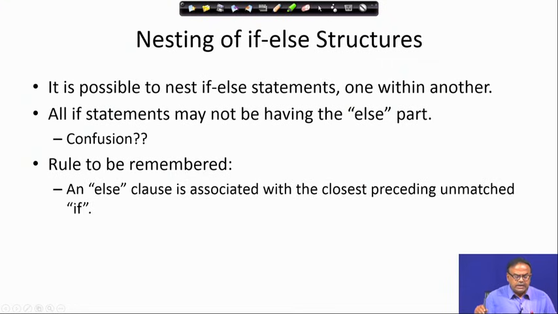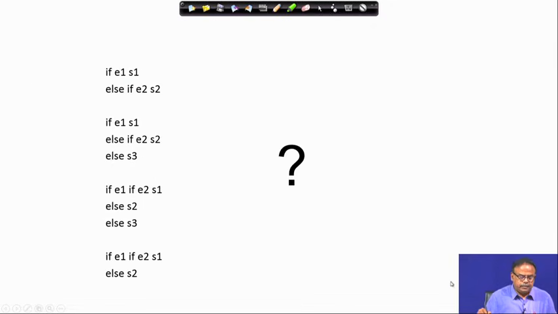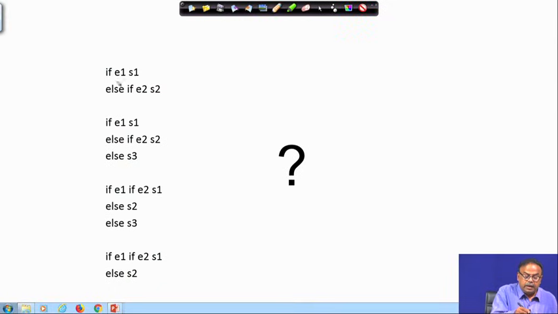Now, the rule to be remembered is: an else clause is associated with the closest preceding unmatched if. Really confusing. What do I mean by this? Let us look at this. How will this be executed? Here E1 means some expression. If E1 is true, then S1. Else, if E2, then S2. Now, with whom does this else go? This else certainly goes with this preceding if.